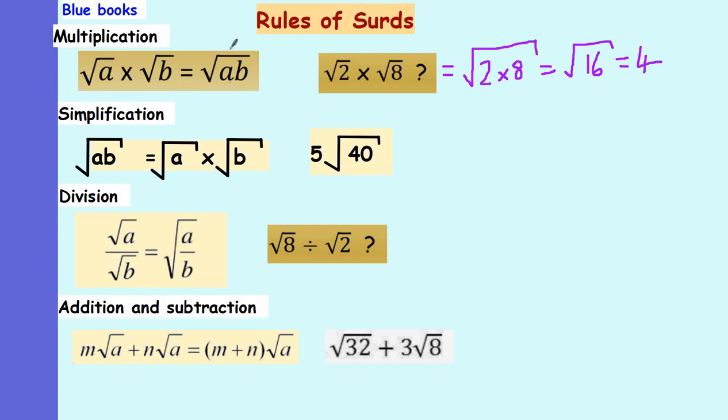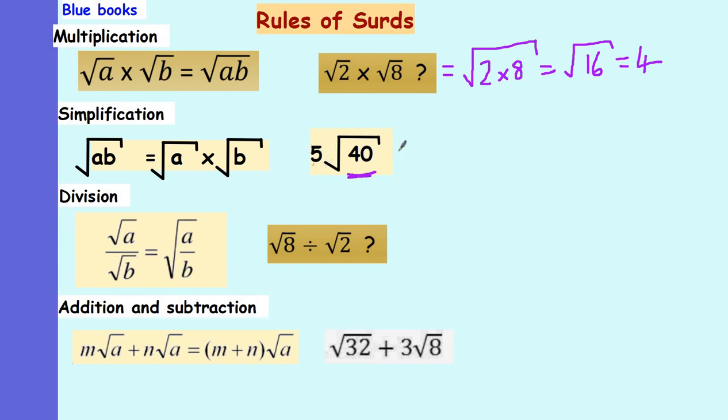Now we used this rule backwards to simplify surds. We said, well, if the square root of A times B can be written as the square root of A times the square root of B, we can write surds more simply by finding the largest number that's a square number and a factor of the number under the square root sign.